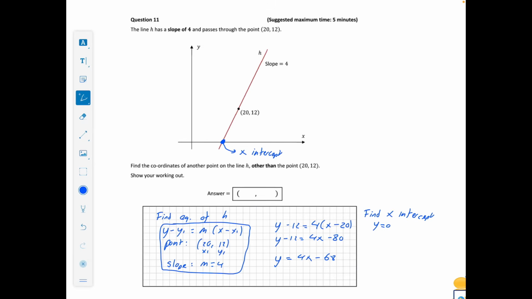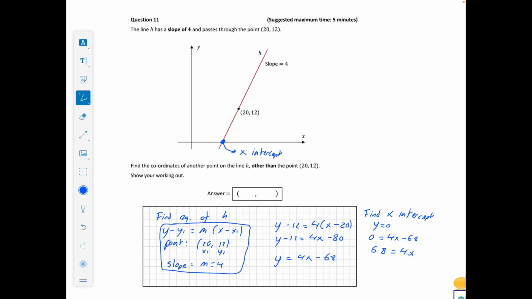Okay, at my x-intercept, y is equal to 0. So I have my equation, y is equal to 4x minus 68. So we're going to sub in 0 for y. So 0 is equal to 4x minus 68. We want x on its own, so you need to get rid of this minus 68. So you'll add 68 to both sides.